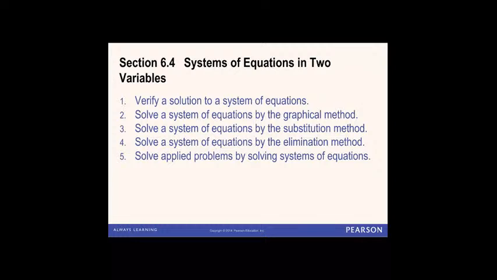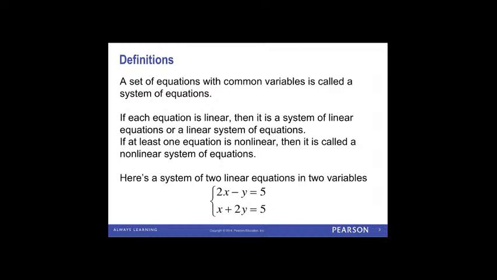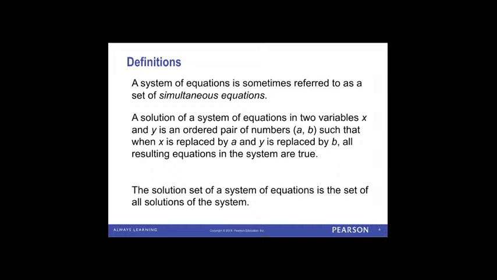And let's see, we have some definitions. A set of equations with common variables is called a system of equations. If each equation is linear, then the system is called a linear system of equations. If at least one equation is nonlinear, then it's called a nonlinear system of equations. Here's a system of two linear equations in two variables, right? Every time we have an unknown, we need an equation. We have two unknowns and two equations, so we can solve, right? A system of equations is sometimes referred to as a set of simultaneous equations.